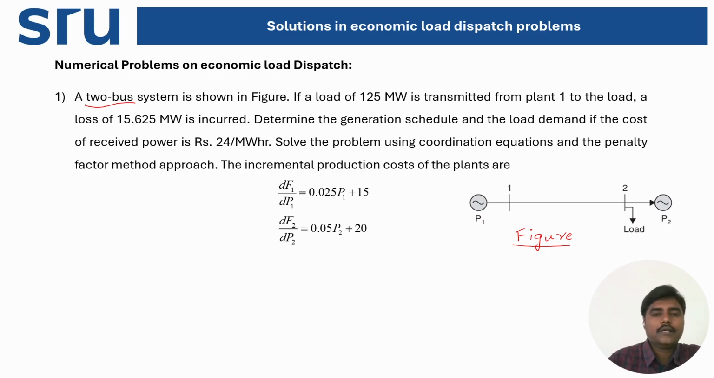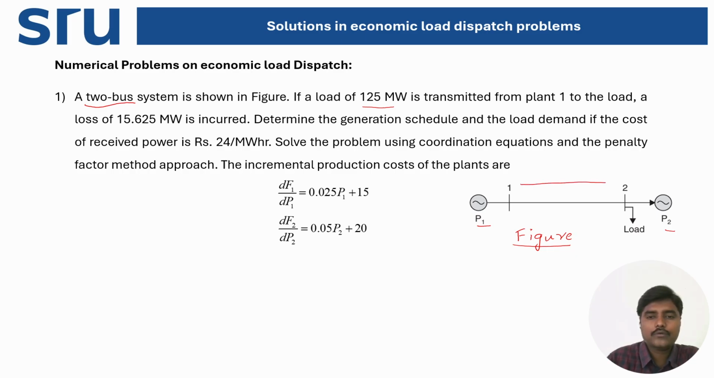If a load of 125 megawatt is transmitted from plant 1 to the load, a loss of 15.625 megawatt is incurred. So try to understand this statement. A load is connected here near to the plant. So 125 megawatt of power is transmitted from plant 1 to the load. So here this is plant 1 and this is plant 2. Plant 1 power output is indicated as P1, plant 2 power output is indicated as P2.